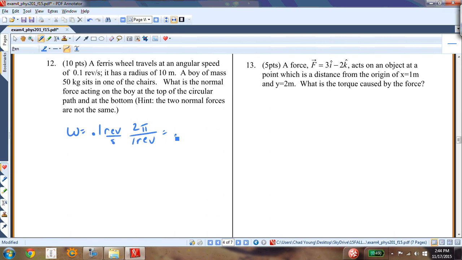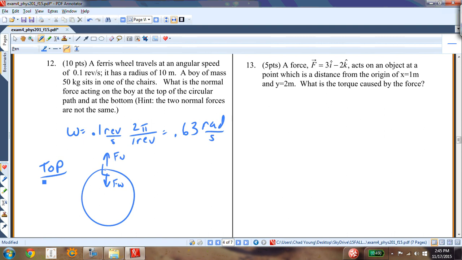That's going to be what? 0.63, right? 6.28 is 0.63. That's in radians per second. So that's going to be my omega. Get it into SI units. Boy of mass 50 kilograms sits on one of these chairs. So here's my force diagram. My boy sits here. I have a normal force at the top and a weight here. This is at the top, and then we'll do the same for the bottom.